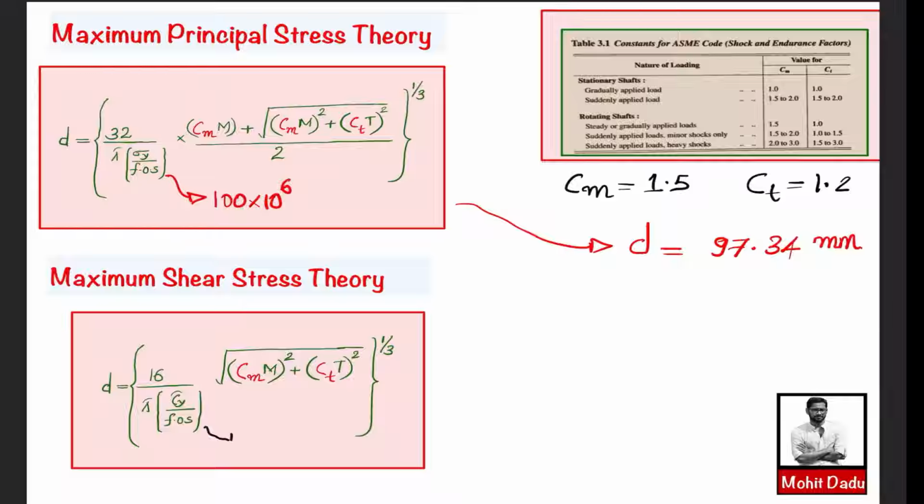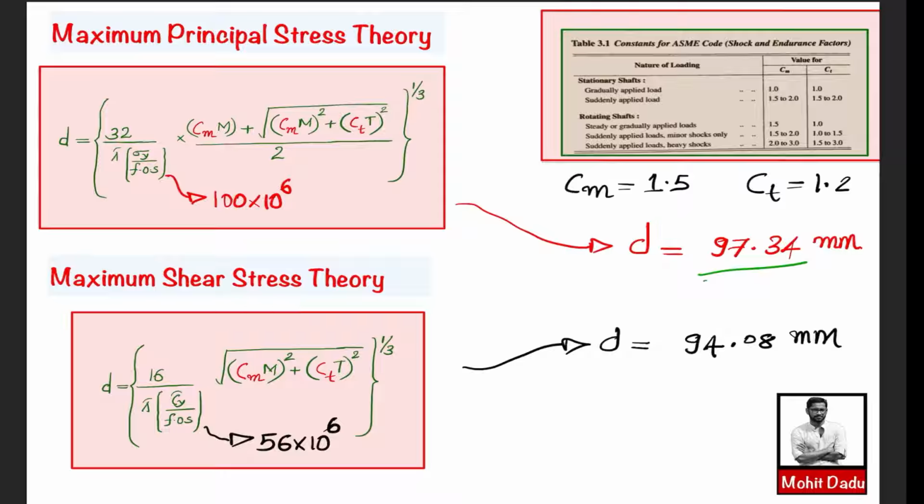And if you are using the second theory, here you have to use the allowable shear strength, which is given as 56 megapascal or 56 into 10 raised to 6. If you are substituting, you will be getting the diameter of the shaft as 94.08. So out of these two, the final diameter should be selected as 97.34 mm. So this is the diameter to be taken.